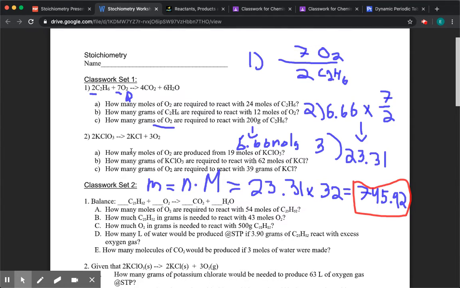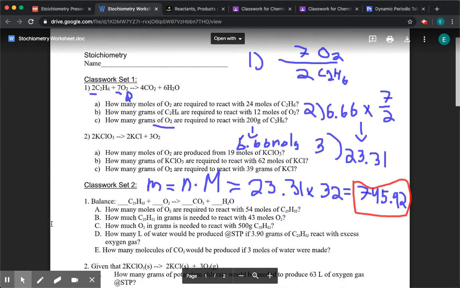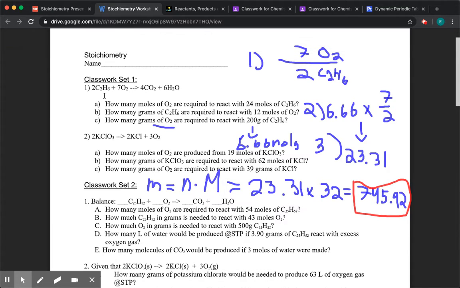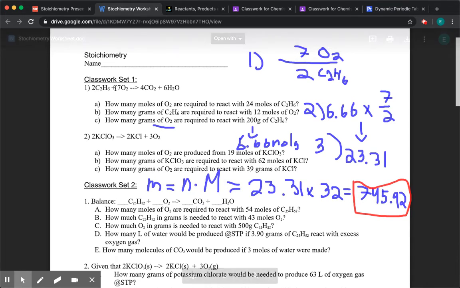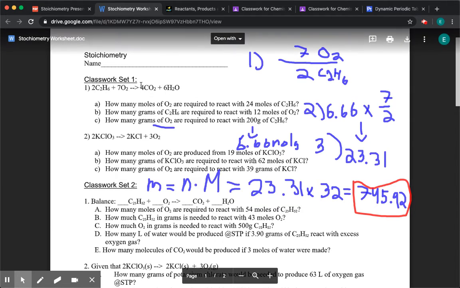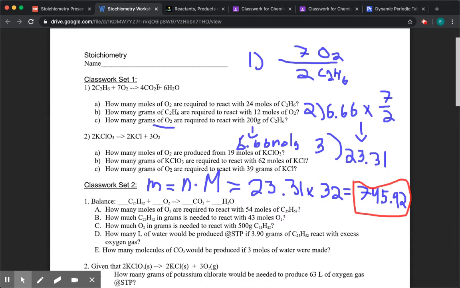So to summarize, think of chemical equations as recipes. The recipe tells you the pairings of each and how much you make with it. So 2 moles of C2H6 and 7 moles of oxygen will make 4 moles of carbon dioxide and 6 moles of water. This is the recipe. If you follow it exactly, this is what you're going to make.